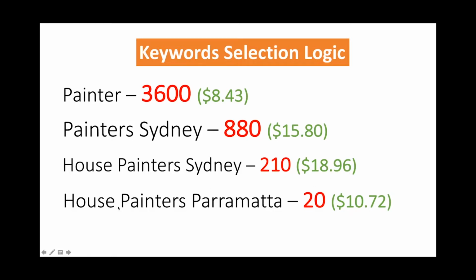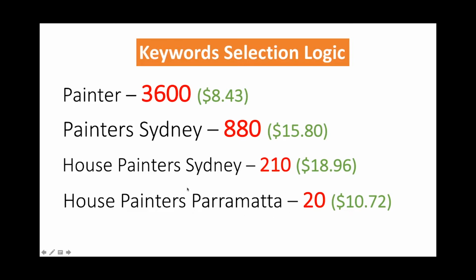And the last keyword is house painters Parramatta. Now this is the goal. This is the keyword that, if you're servicing Parramatta, if your area of service is within the Parramatta range, is the keyword that you want to bid on. Because if somebody is typing in house painters Parramatta, they want the specific service of house painters, and they want it in a specific location, which is Parramatta.